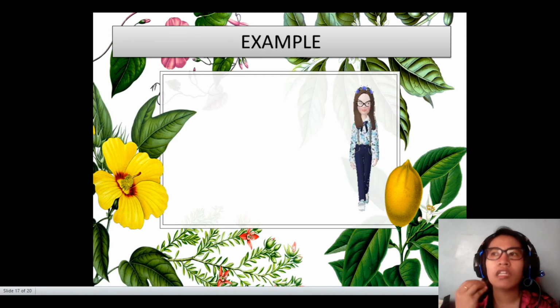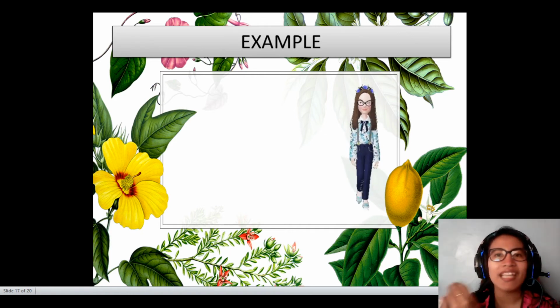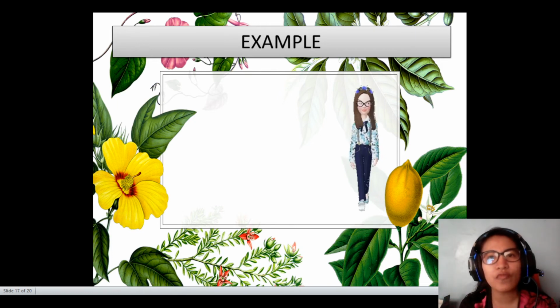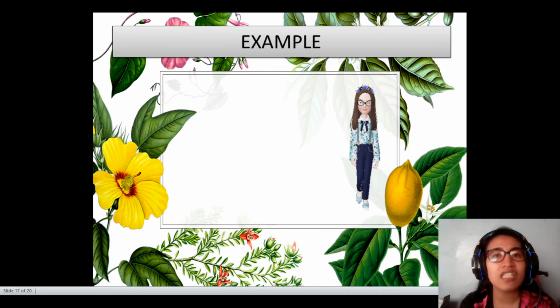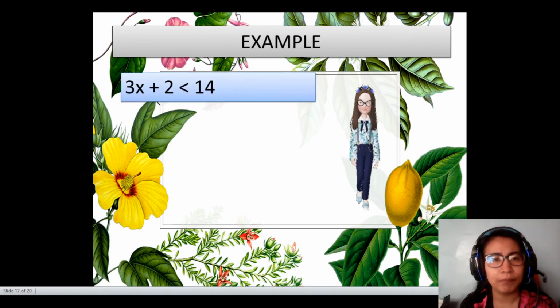By the way, in our equation, we only have one answer for the value. But when we are solving an inequality, we can have an infinite number of values. Since it says less than or greater than or equal to, it can mean an extended or infinite number of values for the variable. So let us have one example for our inequality: 3x plus 2 less than 14.